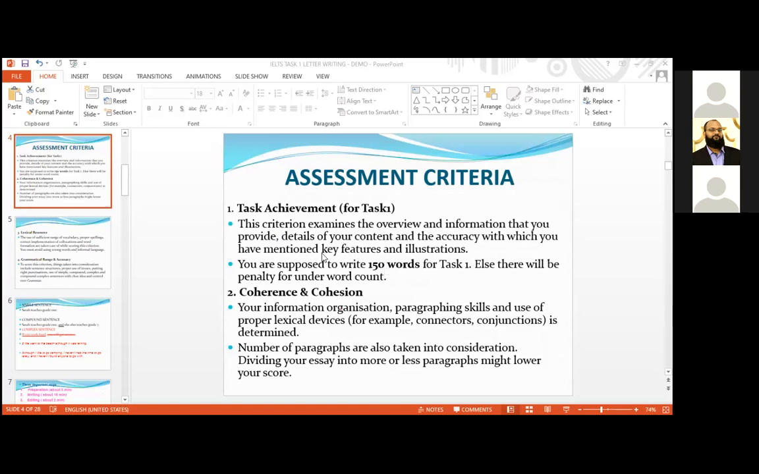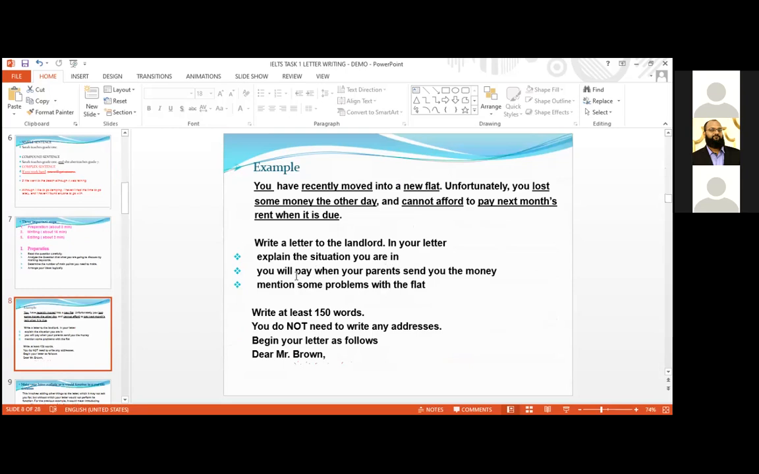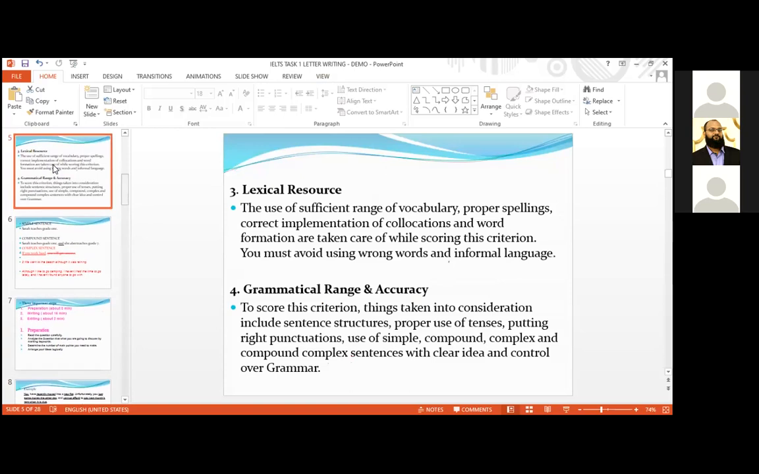Okay. Now the next point is coherence and cohesion. Coherence and cohesion include how you paragraph or organize the information that has been given in the bullet points. Okay, here you have to discuss three things in your letter. Explain the situation you are in. You will pay when your parents send you the money. Mention some problem with the flat. So whether you have covered all three bullet points in separate paragraphs in your letter or not, this is checked in coherence and cohesion. Okay? Paragraphing skills and the way you connect your ideas using connectors and linking words.